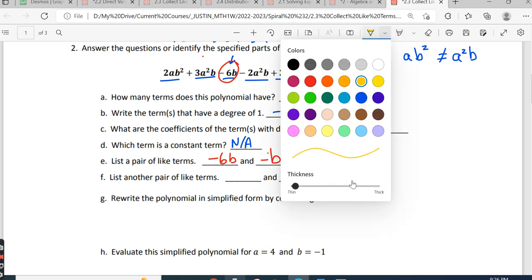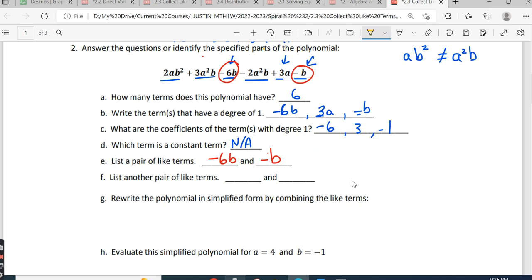And what else are like terms? Well, here I see a 2ab squared. Do I see any other 2ab squared? No. But I do see an a squared b and another a squared b. So these two are like terms: 3a squared b and negative 2a squared b.